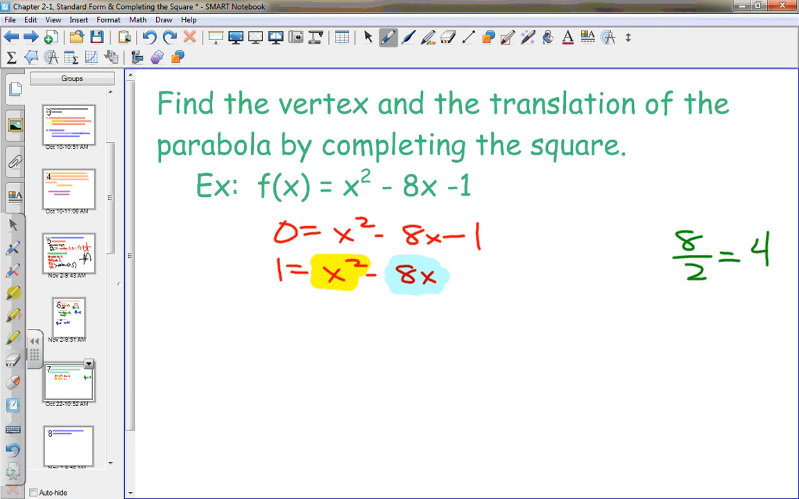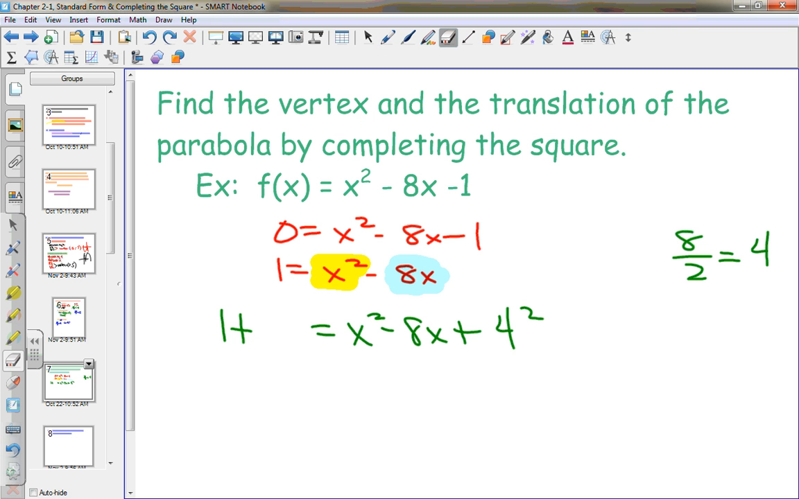Well, what am I going to do with that 4? What's it say to do? Square this number and add it to both sides. Be sure you have multiplied by the number you factored out. Did I factor anything out? No. So I'm going to take 1 plus 4 squared is equal to x squared minus 8x plus 4 squared.